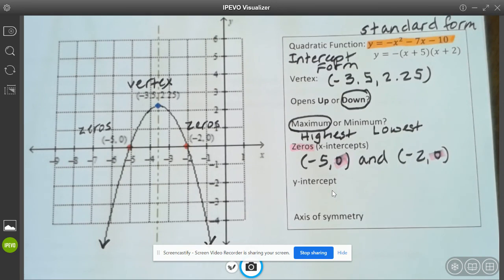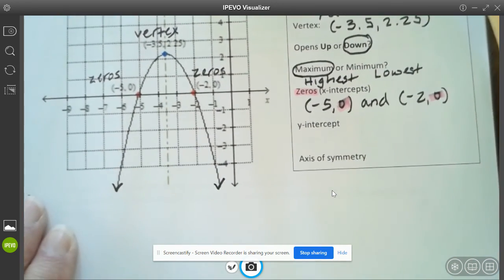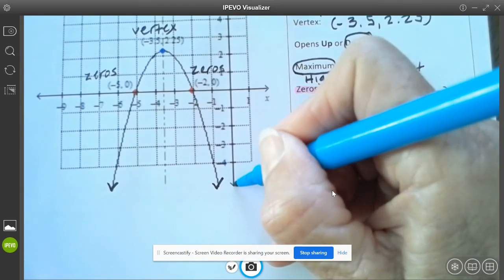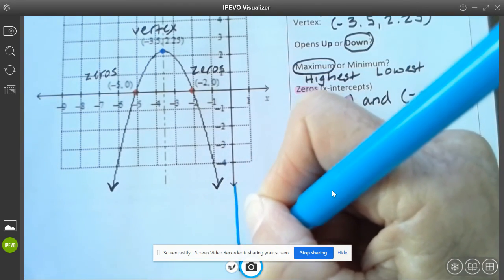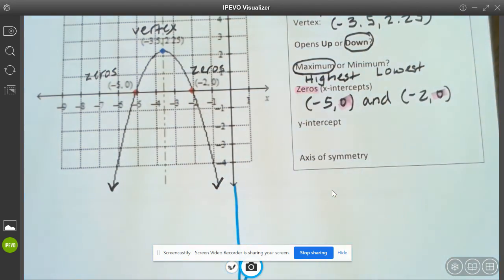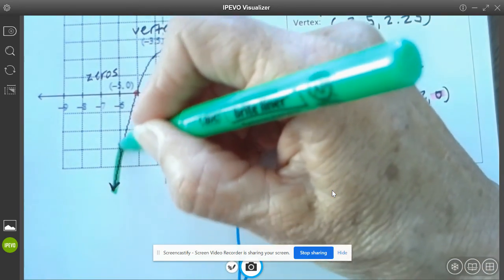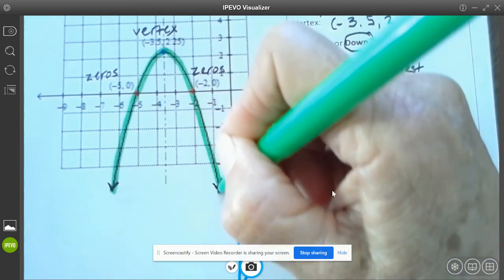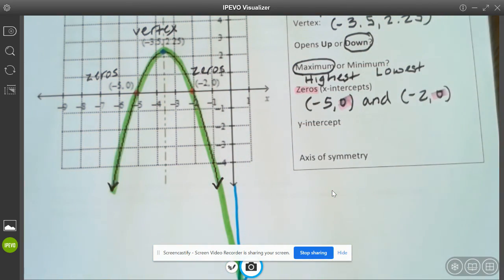The second to the last key feature is called the y-intercept. Now, if you guys remember, the y-intercept is where the graph crosses the y-axis. So I'm going to go ahead and extend the y-axis further down. And then I'm going to take this parabola and extend it further down. And I don't know how well I can do it, but it's going to be down there somewhere.